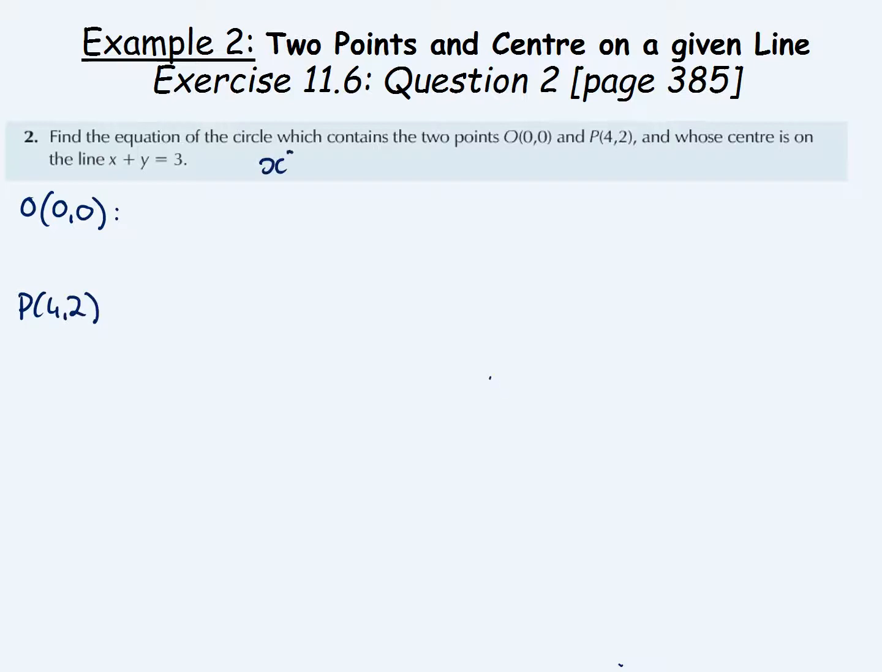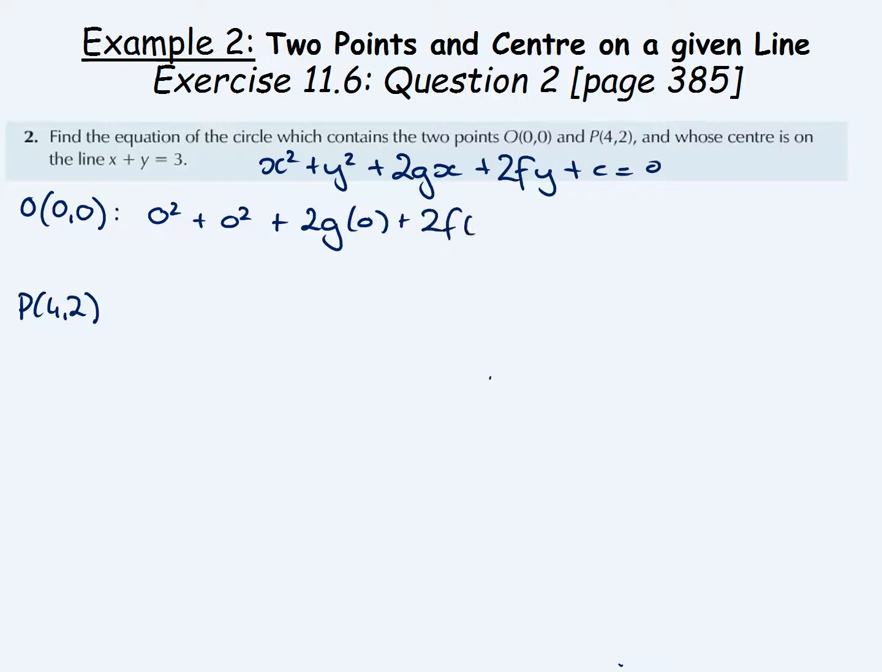Remember, we're taking the equation of the circle as x squared plus y squared plus 2gx plus 2fy plus c equals 0. So here we have 0 squared plus 0 squared plus 2 times g times 0 plus 2 times f times 0 plus c equals 0. Everything will cancel out, leaving us with c equals 0. This is really important for us to know because we can sub that back straight away.